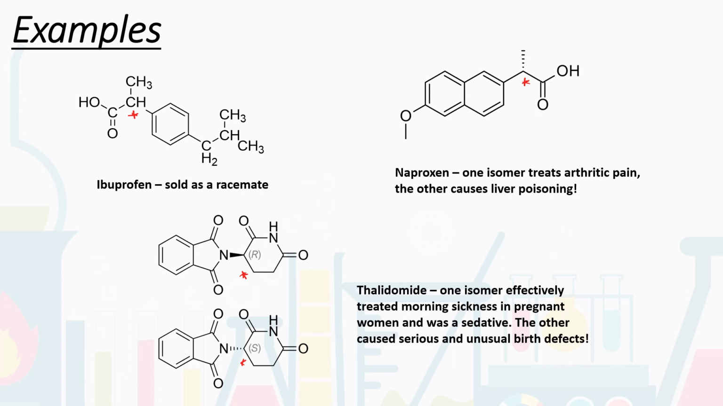And we can see there that there's an asymmetric carbon. We have this aromatic group attached on the left, we have a methyl group, we have a hydrogen, and we have a carboxylic acid group.